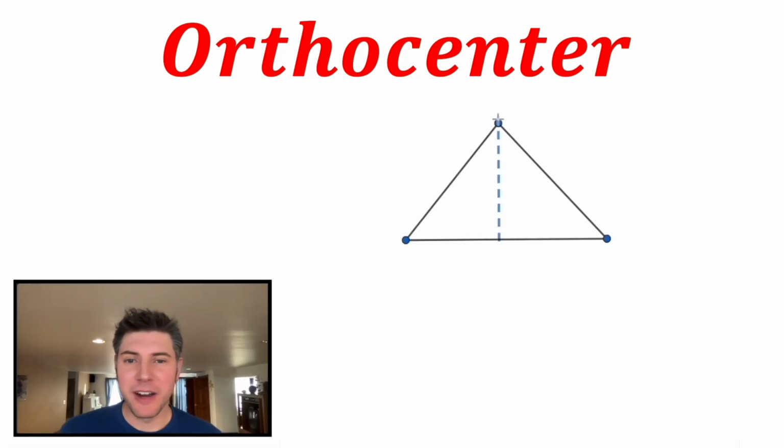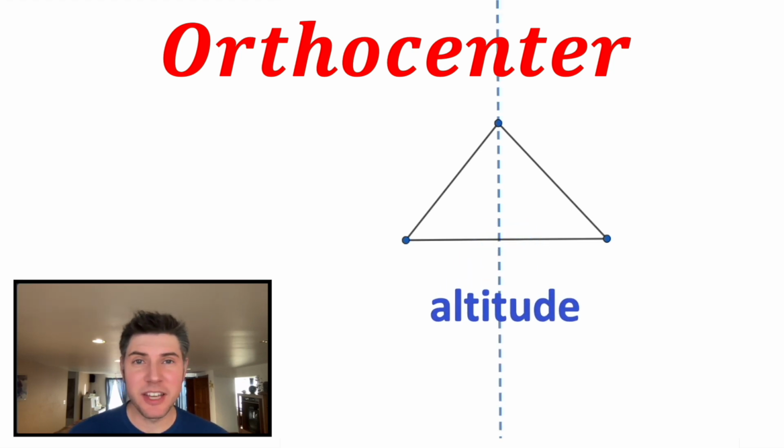So you take a triangle and find the line perpendicular to the base and through the opposite vertex. This line shows its height. This is called the altitude, and we can extend this line in both directions.